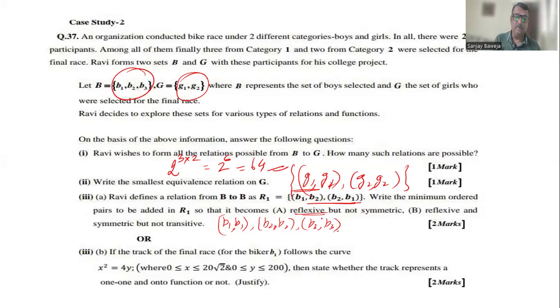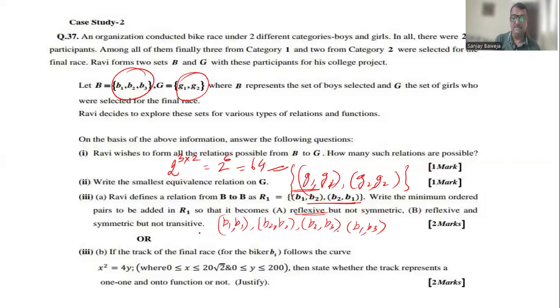Now we need to add something to make it not symmetric. Let us add (B2, B3), or rather (B1, B3). That's it. We add these four elements. Since (B3, B1) is not there, it is not symmetric. So these four ordered pairs must be added to R1 so that this relation will be reflexive but not symmetric.